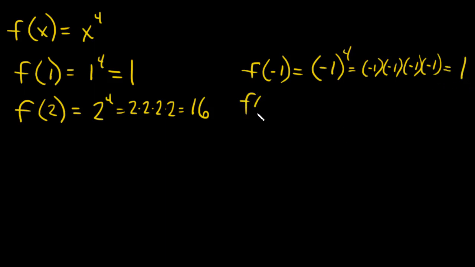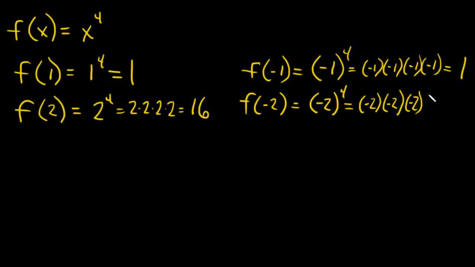What about negative 2? Well, it's going to be negative 2 quantity to the 4th power, which is negative 2 times negative 2 times negative 2 times negative 2. Negative 2 times negative 2, positive 4, times negative 2, negative 8, times negative 2, positive 16. And there you go again. Again, we get the exact same values, whether it's positive or negative.